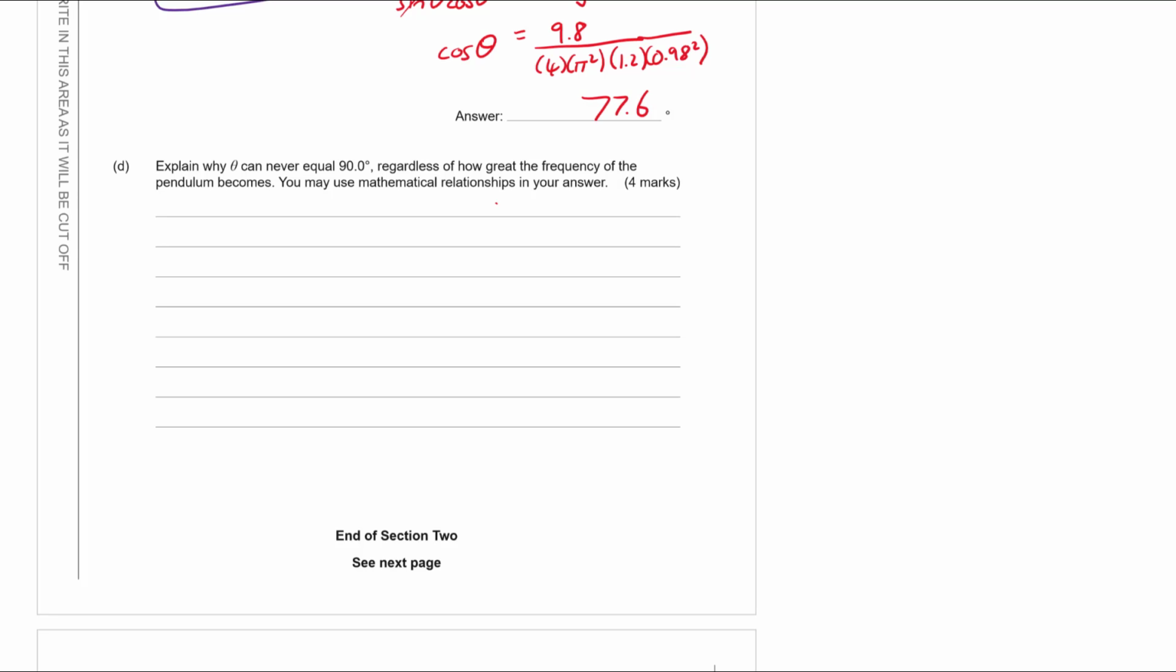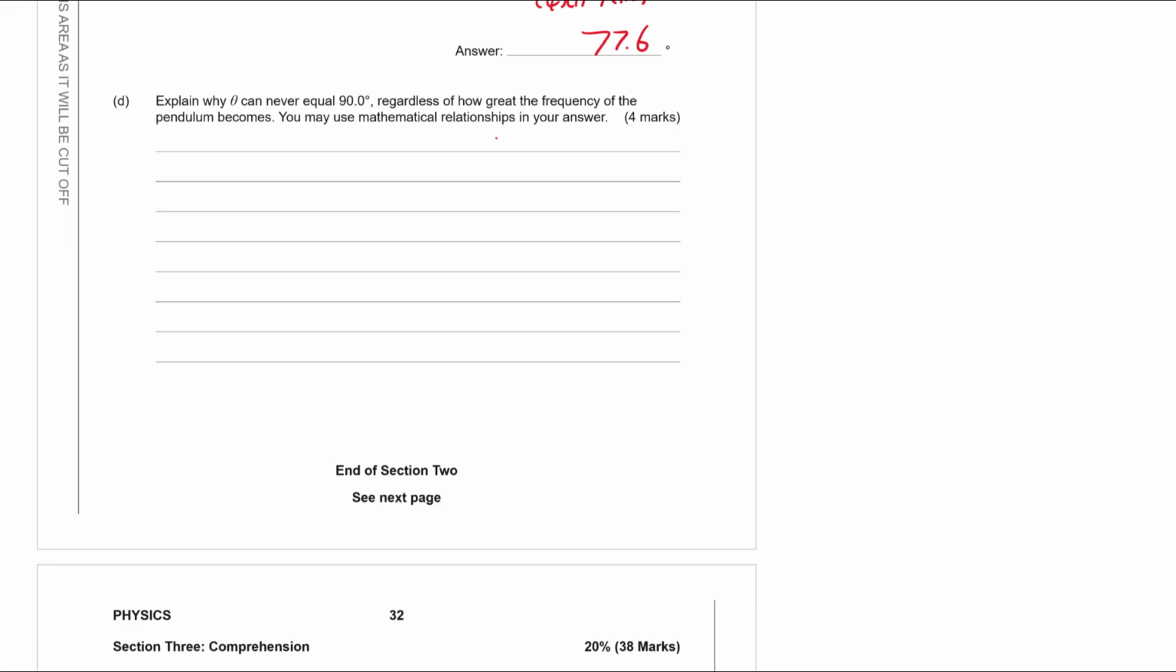Okay, part D, explain why theta can never equal 90 degrees. In other words, why can't the string be at a perfect horizontal? So I think most of us might have seen a question like this before, if we do any of, say, the Starbar labs. But the best answer for this would be talking about the vertical component of the tension.